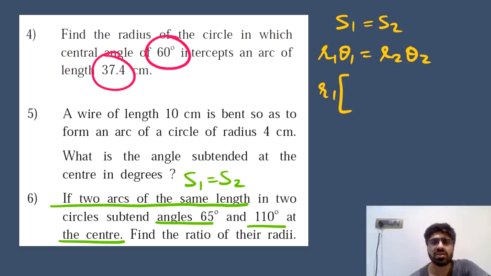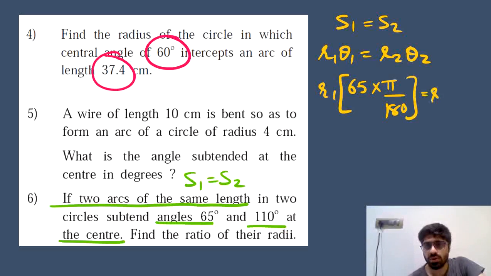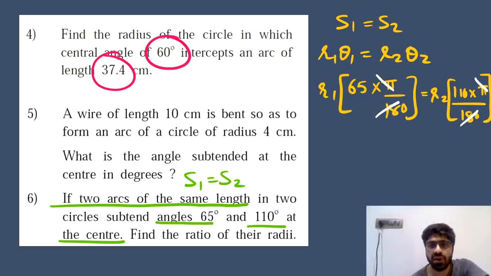You need to write theta 1 in terms of radians when you are using the formula R theta. They have given the angle in degrees, which is 65. So to convert that into radians, we multiply with pi upon 180. On the right hand side also, we will write that 110 as the angle in radians, that is 110 into pi upon 180. But here you definitely observe that 180 and pi get cancelled on the left and right. So you are ultimately left with R1 upon R2.